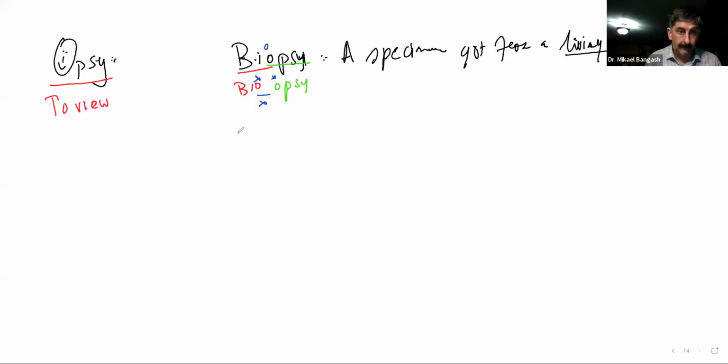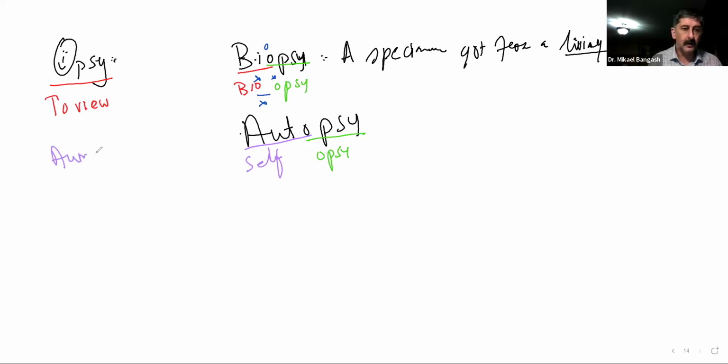So the other option that we're going to be talking about is autopsy. Again, it is still going to be opsy, where the word auto literally would mean self. Just think of the word automatic.